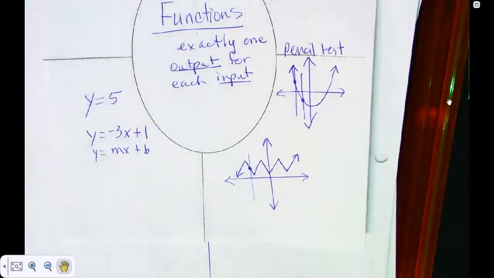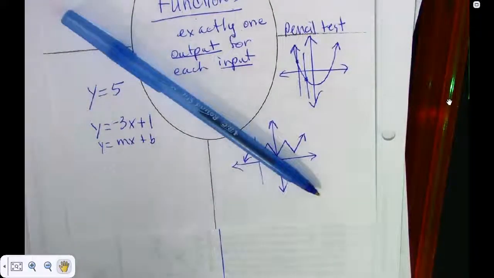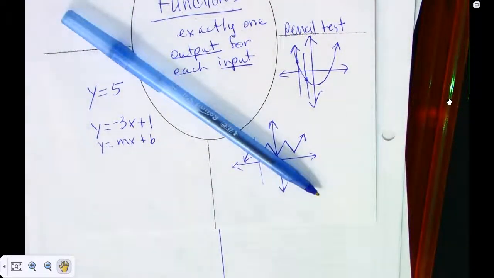Show me on your pencil how it's going to look. Why is it going to look like that? Because it's a negative slope. And so that's going to be a function.